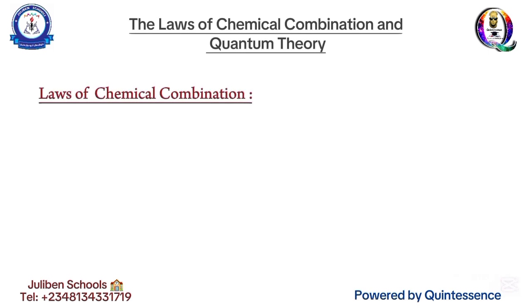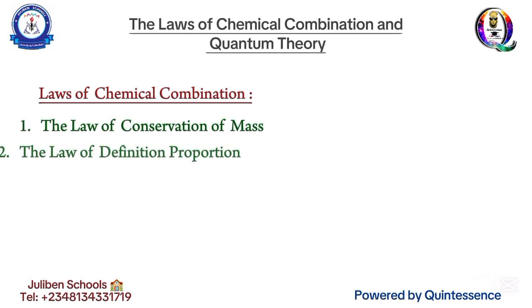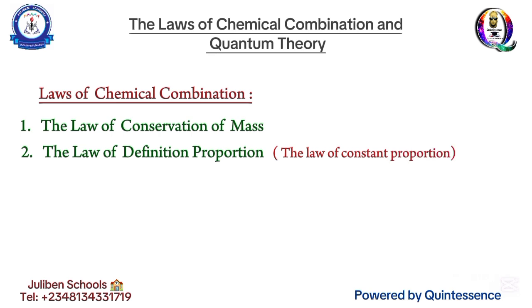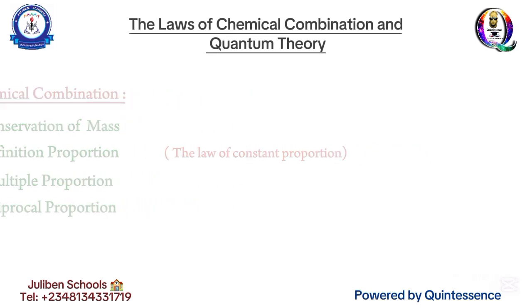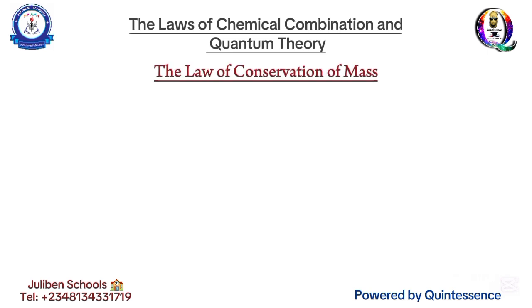There are basically 4 laws of chemical combination. The first is the law of conservation of mass. The second is the law of definite proportion, also called the law of constant proportion. The third is the law of multiple proportion. And the fourth is the law of reciprocal proportion. Let's take the first one, the law of conservation of mass.